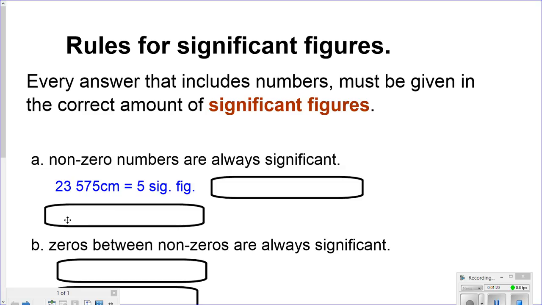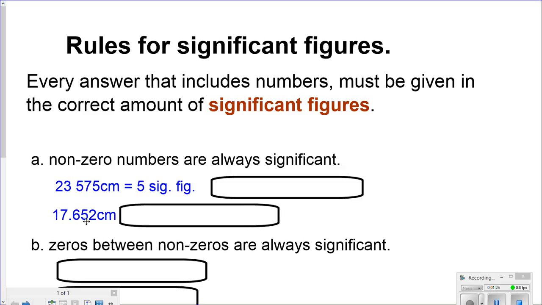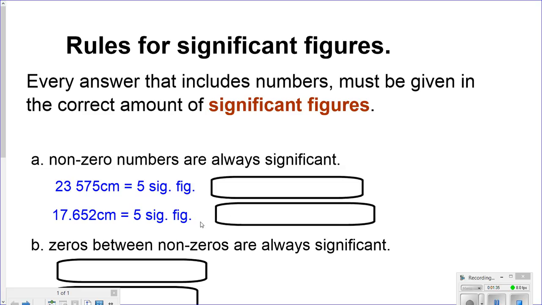Another example, non-zeros. A question with 17.652 centimeters is going to have also 1, 2, 3, 4, 5 significant figures because they're all non-zeros. Let's move on.